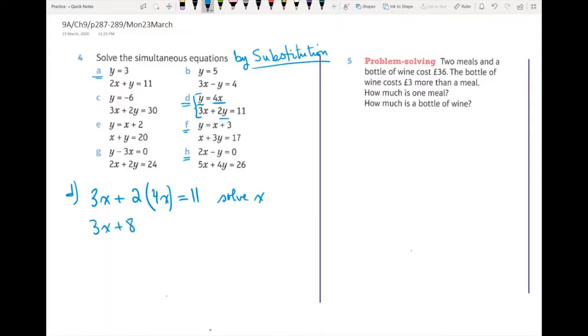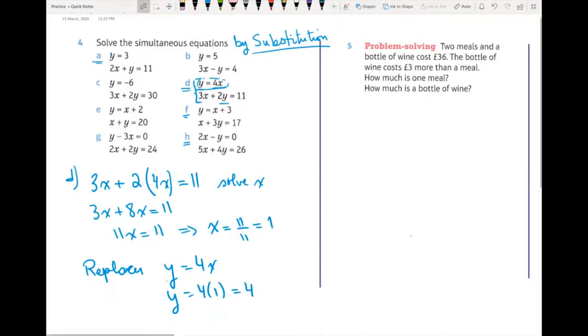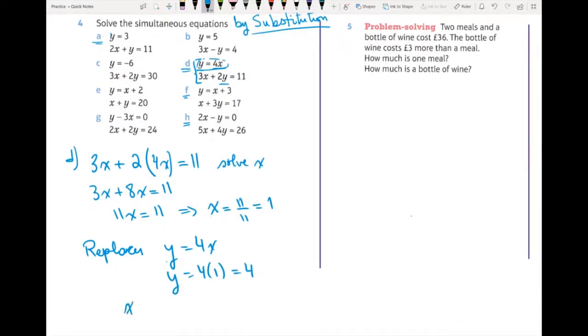3x plus 8x equals 11. So 11x equals 11. Therefore, x is equal to 11 over 11, which is equal to 1. Once you find the value of x, you take it and replace it in the first equation. So replace in y equals 4x. y equals 4 times 1, which is equal to 4. So the value of x is 1 and the value of y is 4.